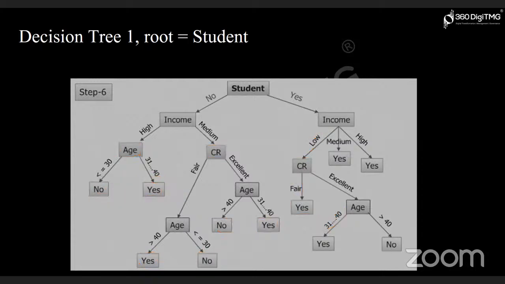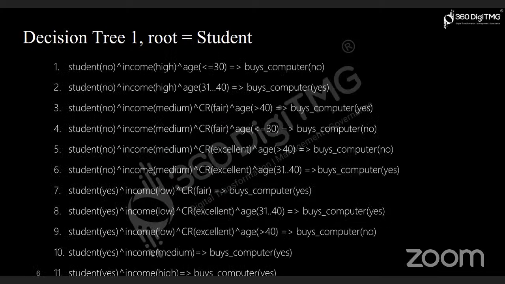Now here we can summarize these rules. So we see we are starting off with student no. We are going to income high and we are saying that age is less than 30, then they will not buy a laptop. If the age is between 31 and 40 for income high and student no, then they will buy a laptop. Okay. So this is a bunch of decisions using the data set we were given that we have made.